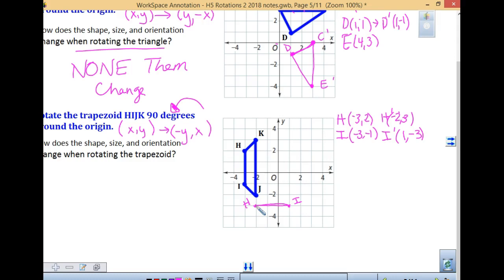Wow. If I'm going to take a look at J, J was at -2, -2. Ellie, you ready for J prime? We're going to take the opposite of our Y, 2, and -3. Right? So 2, oh, -2, my fault. 2 and -2. So we're going to go to 2, -2. Which from I to J, this is now my J prime, right?